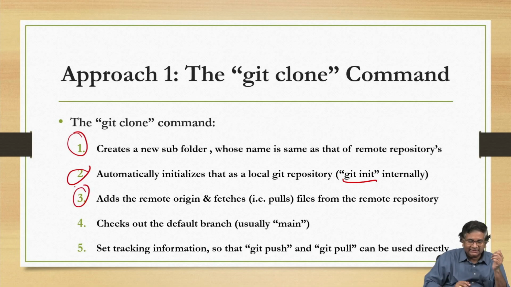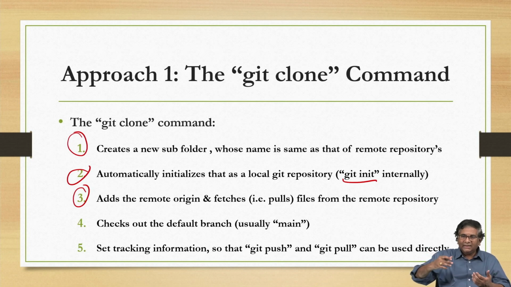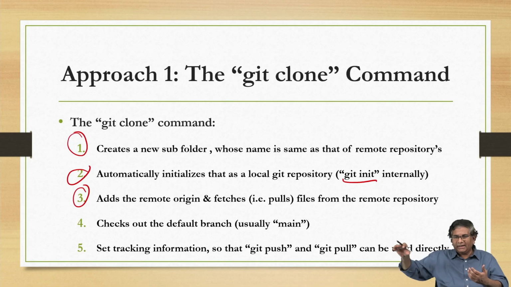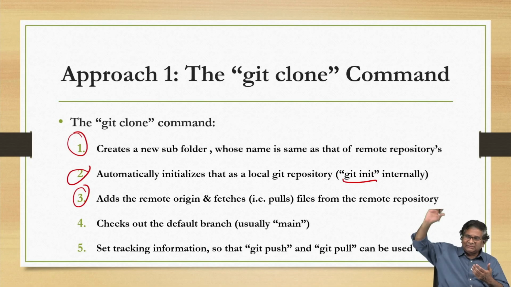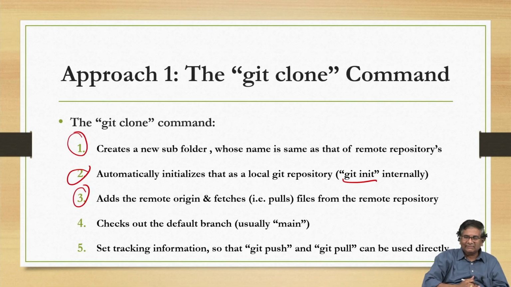Then the third thing that it does is adds the remote origin and fetches files from the remote. So it automatically adds the origin, like the git remote add origin and set upstream command, right? We have seen it does this automatically. You don't have to type it. It will connect. That means it establishes a link between local and remote, and it gets all the files from that remote repository.